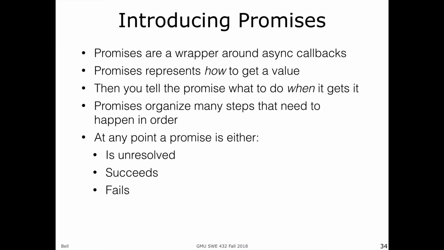So then when the developer who's using the promise needs to do something, they can say to the promise, hey, promise, if you ever get around to getting that value, then do this thing. So promises are really useful because they organize many different steps that might need to happen in a specific order. So given some abstract promise, promises are either going to be successful, failed, or not yet known because they haven't gotten their value yet. So again, we start abstract.